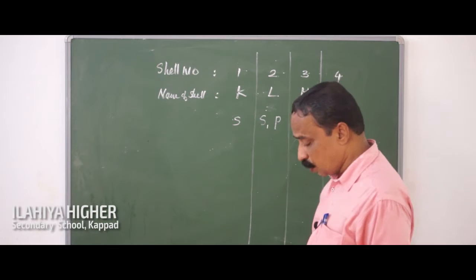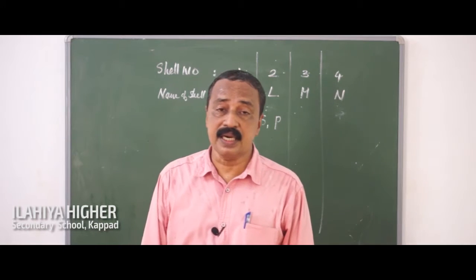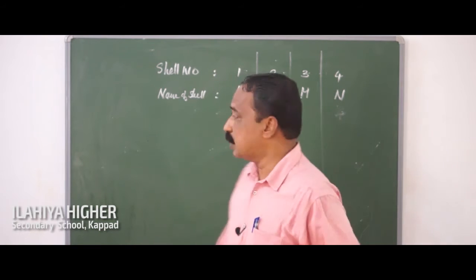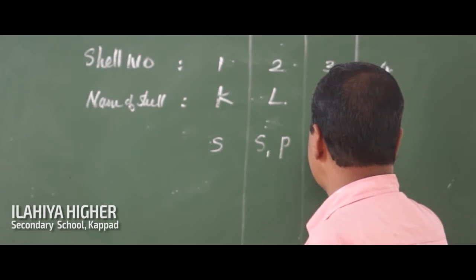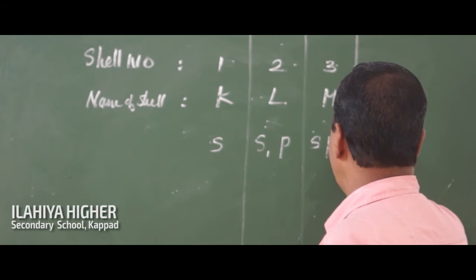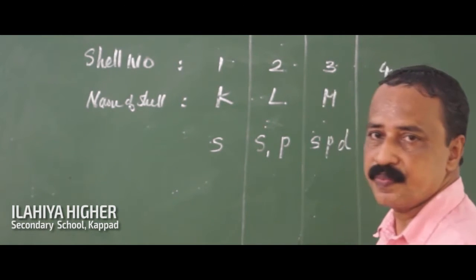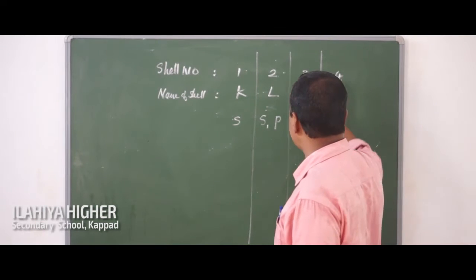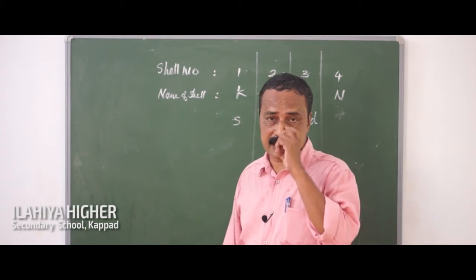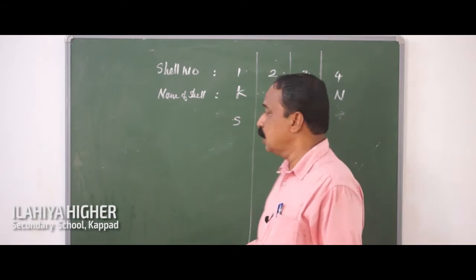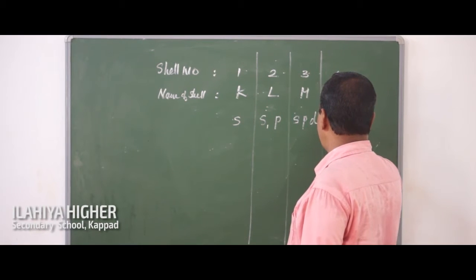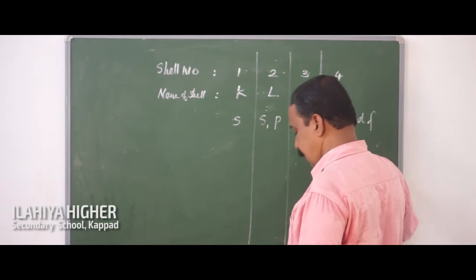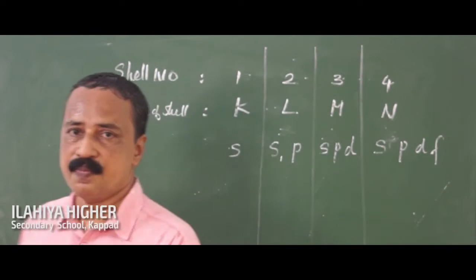So what is the number of subshells in the third shell? You know that it is 3 subshells. Which are they? S, P and D. And the fourth shell contains 4 subshells. The names of the subshells are S, P, D and F.